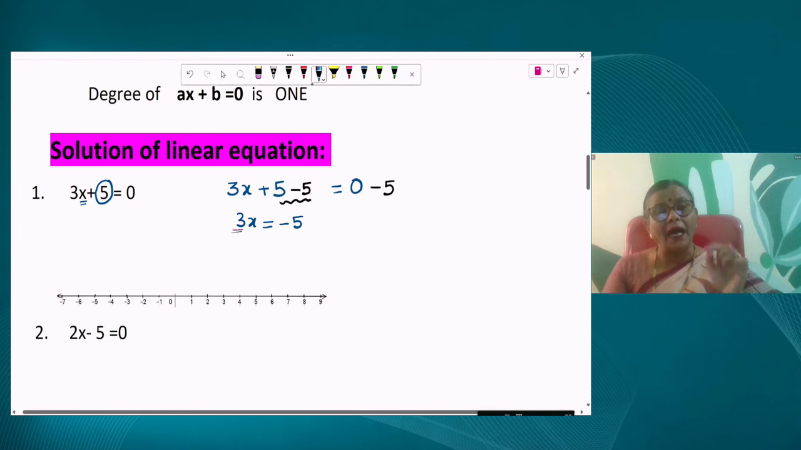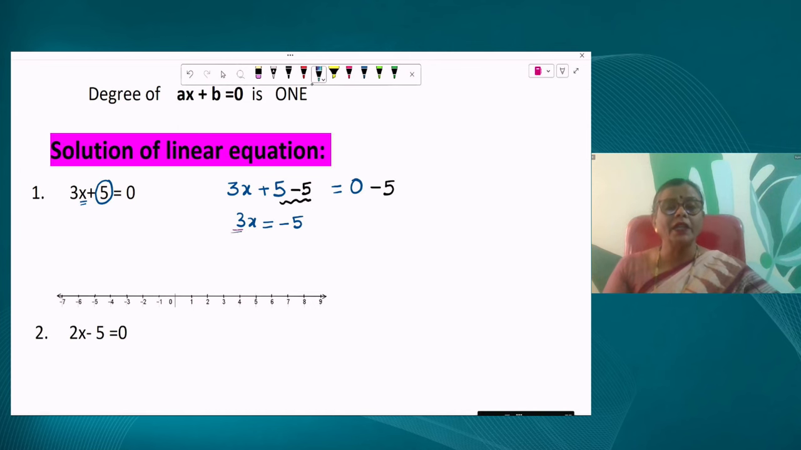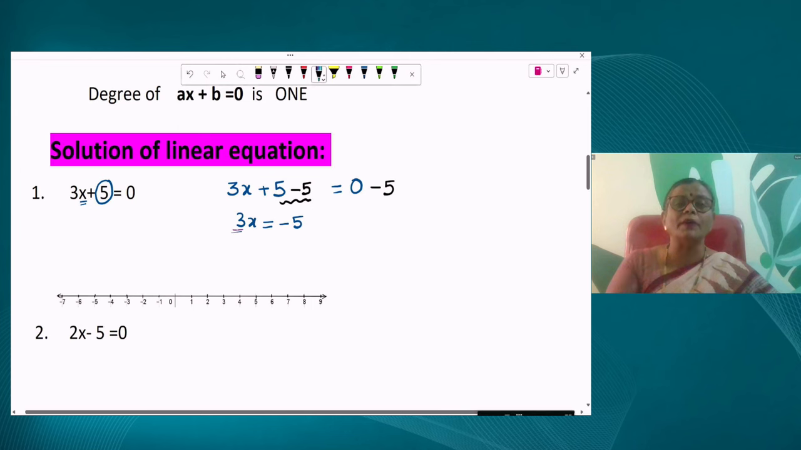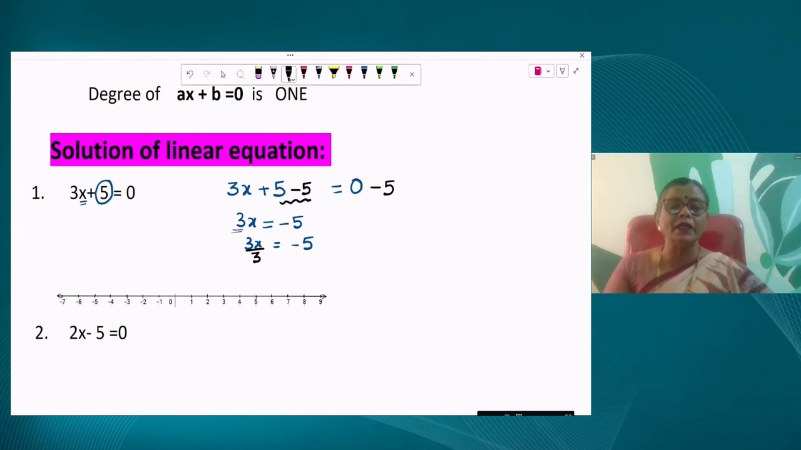Now, how is that eliminated? 3 gets removed by dividing it by 3. So that means we have the next operation. We'll have to divide the whole expression. We'll divide 3x equal to minus 5. We have to divide this expression by a number, that is 3. Only then 3 divided by 3 becomes 1. Only then the coefficient of x becomes 1. So the same operation is to be done on the right hand side of the equality.